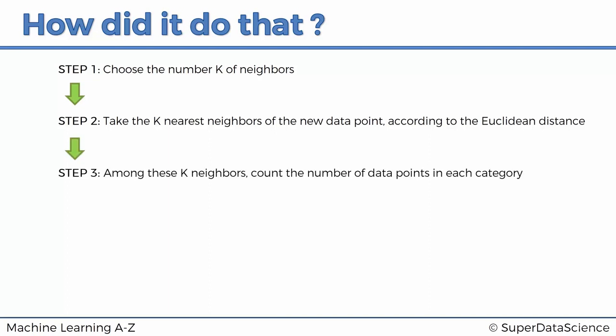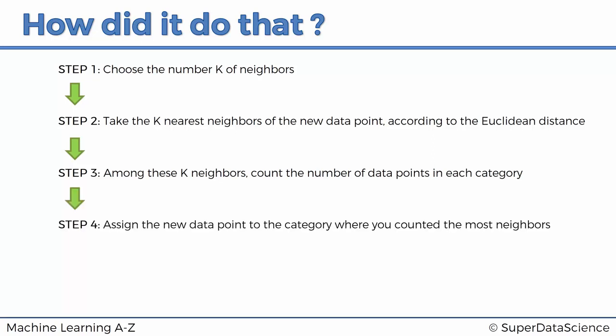Once you've taken the nearest neighbors, among these k neighbors, you need to count the number of data points in each category. So how many data points fell into one category, into the other category, and so on. You might even have more than two categories in your dataset, so you just need to calculate how many fall into which category. And then you need to assign the new data point to the category where you counted the most neighbors. As simple as that. That's why it's called k-nearest neighbors, and then your model is ready. As you can see, it's a very simple algorithm, and we're just going to do a manual exercise right now to really solidify this knowledge. So let's move on to that.